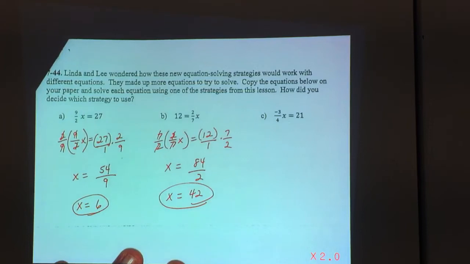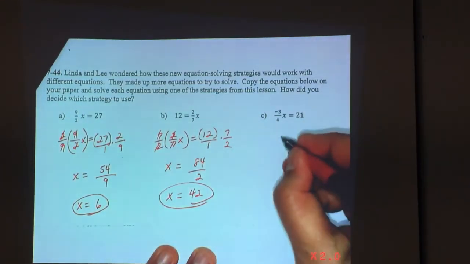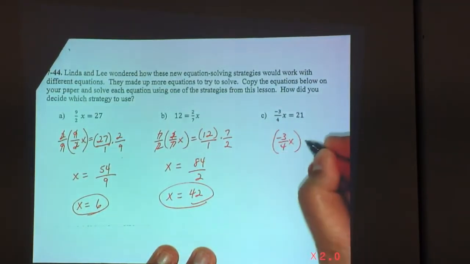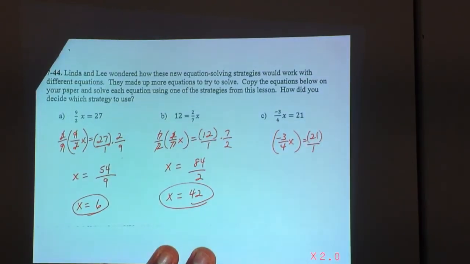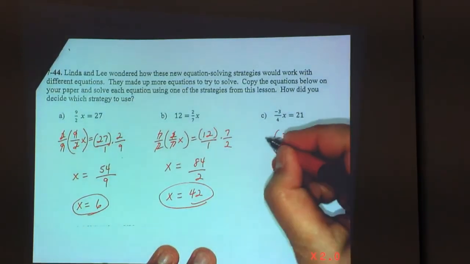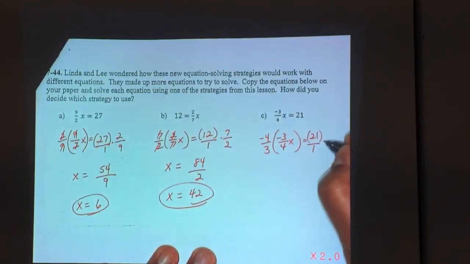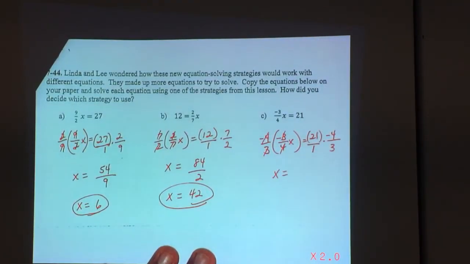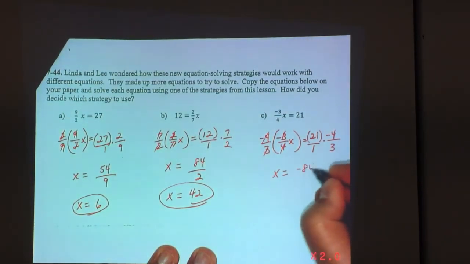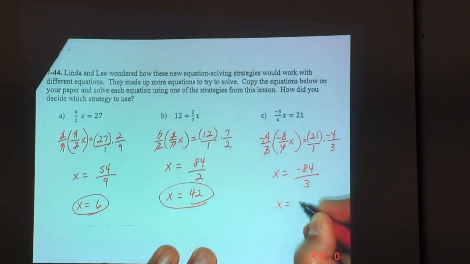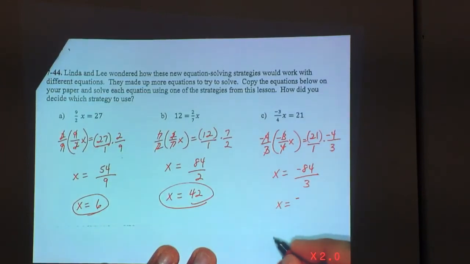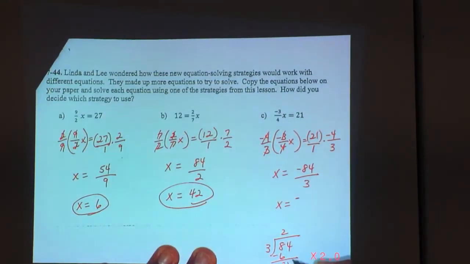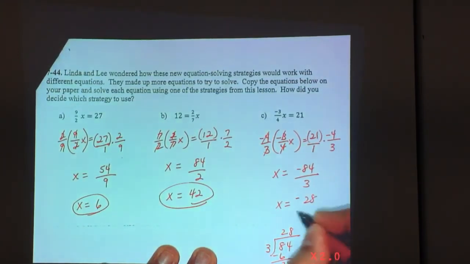Okay. C has a negative sign. That shouldn't be a big deal. Copy it. Negative 3/4 x, parentheses around my original, equals 21, parentheses, put a 1 under it. Okay, so what's the reciprocal of negative 3/4 x? It's negative 4/3 x. Okay, giant 1, x equals, what's 21 times negative 4? Negative 84. 1 times 3 is 3. I know it's going to be negative. How many times will 3 go into 84? 3 times 2, that's 6. 24. 3 into 24 is 8. So this is negative 28.